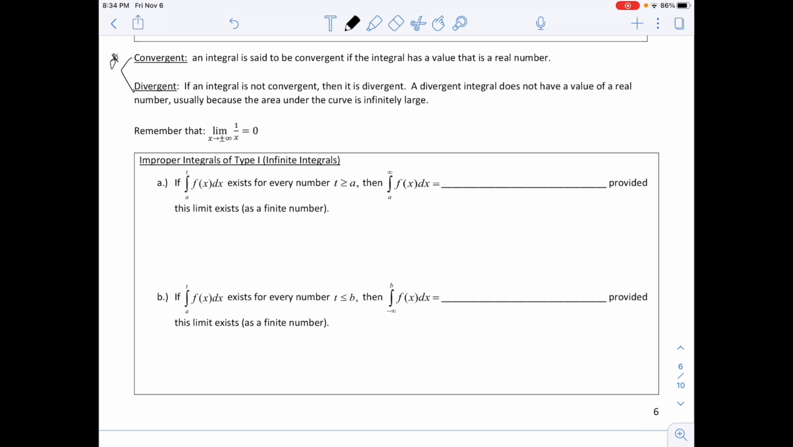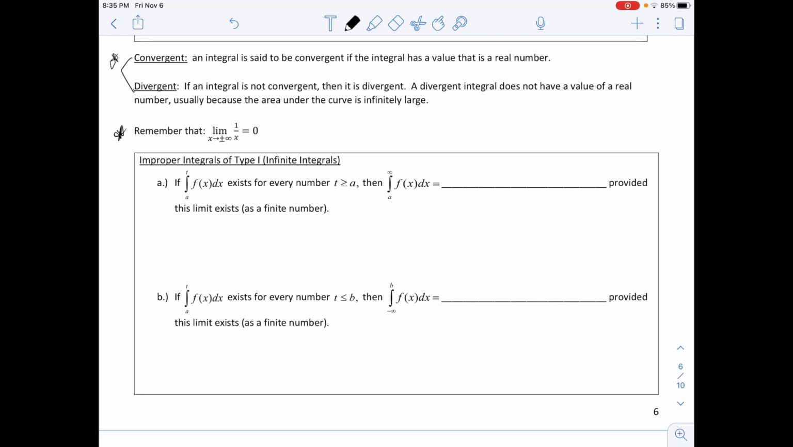To be convergent, an integral is said to be convergent if the integral has a value that is a real number. And then divergent is if an integral is not convergent, then it diverges. A divergent integral does not have a value of a real number, usually because the area under the curve is indefinitely large. Another little note to remember that we saw back at the very beginning of our semester is that the limit as x approaches either positive or negative infinity of 1 over x is equal to 0. Remember, as something gets really, really large in the denominator, that gets very small as a number in whole.